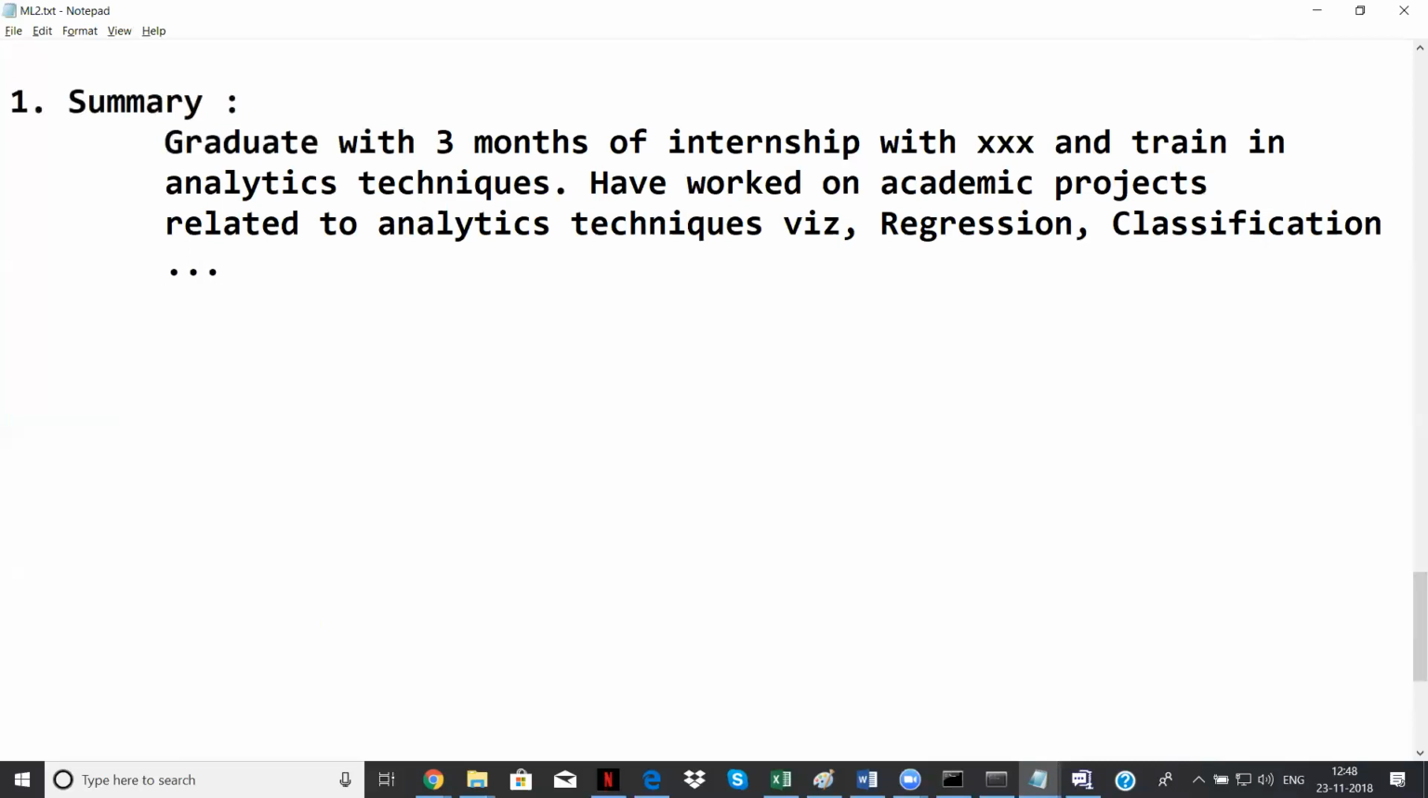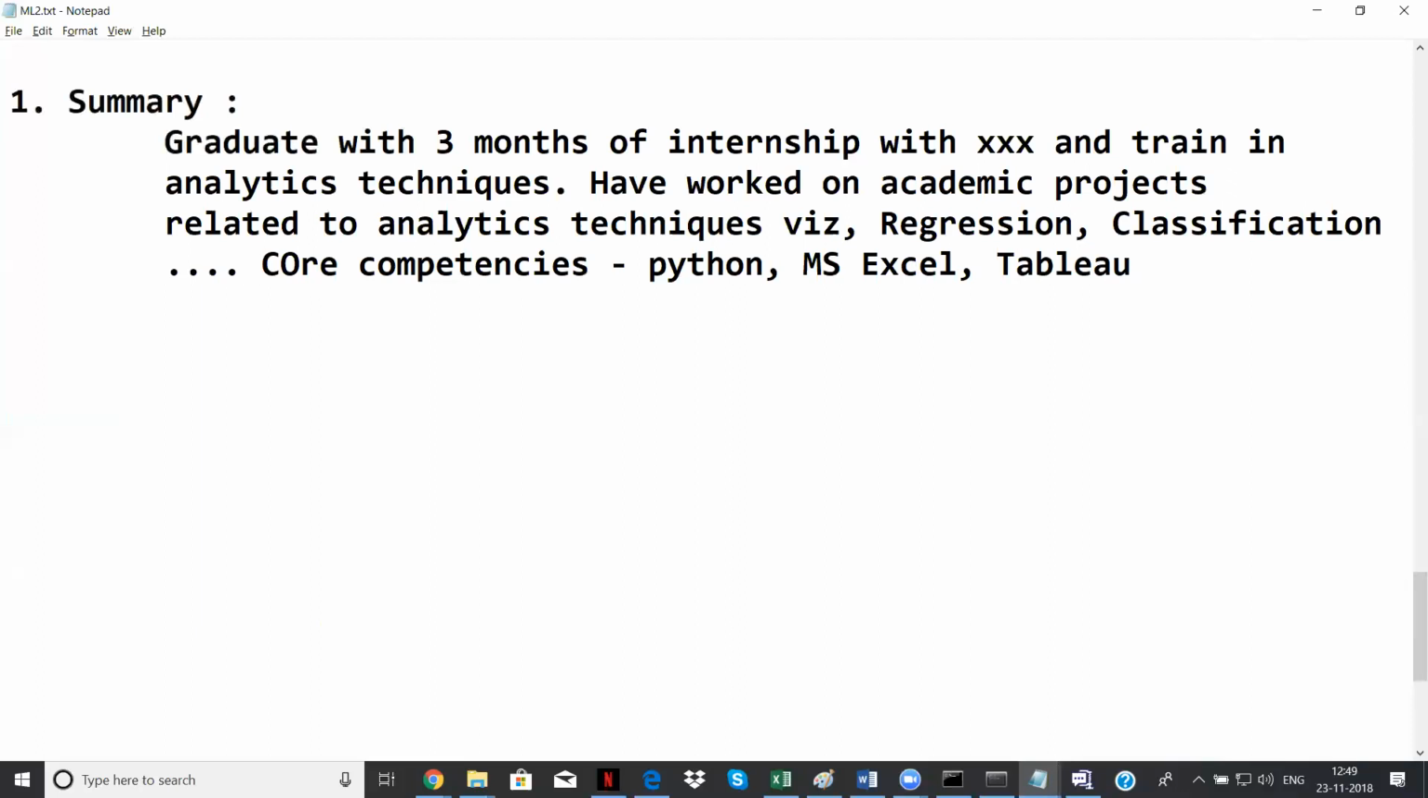And finally, in your end line, put core competencies as whatever languages you know. Core competencies will be Python. Somebody who knows R will put R, somebody who knows SAS will put SAS, and so on. So you put Python, MS Excel, Tableau, and SQL of course, and so on. So this should be a good summary. Don't write that I'm seeking roles in data science industries. No, don't do that.